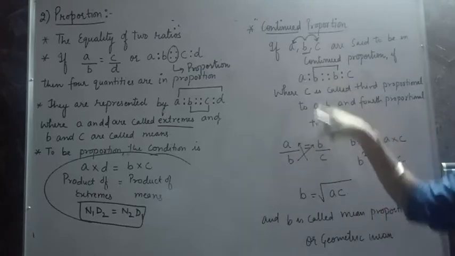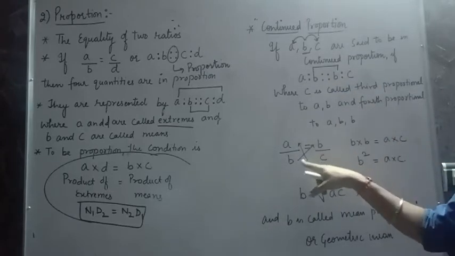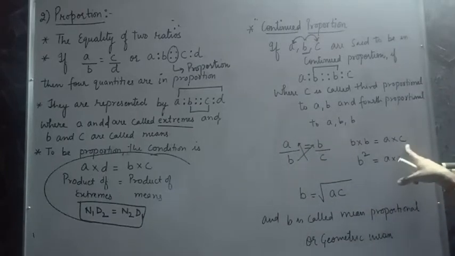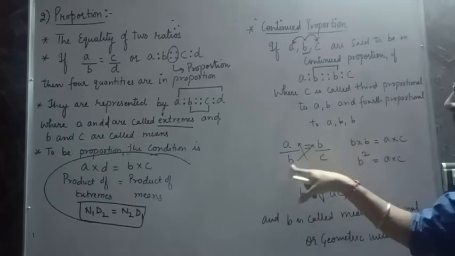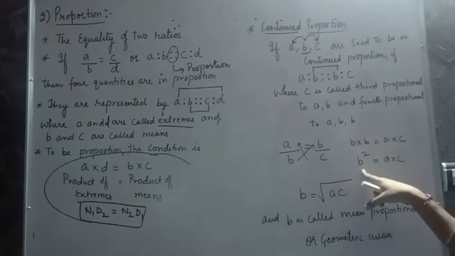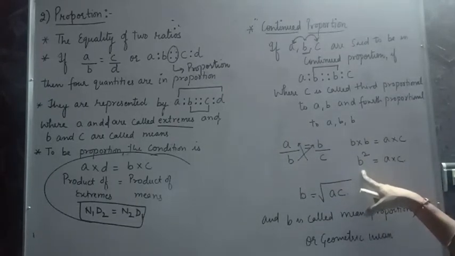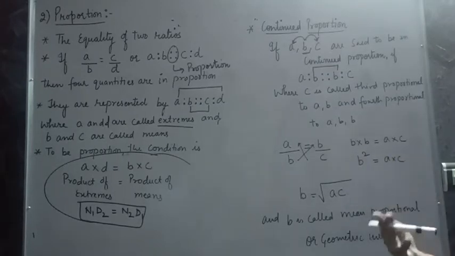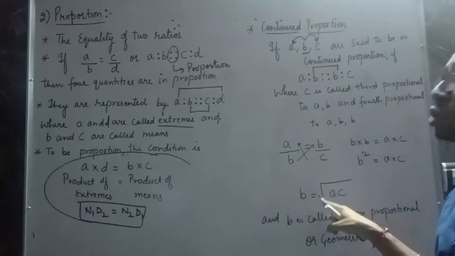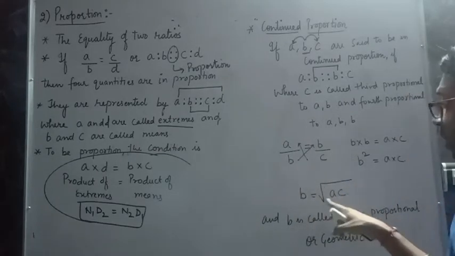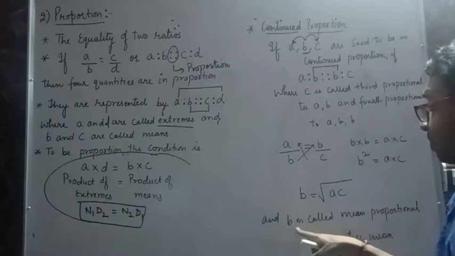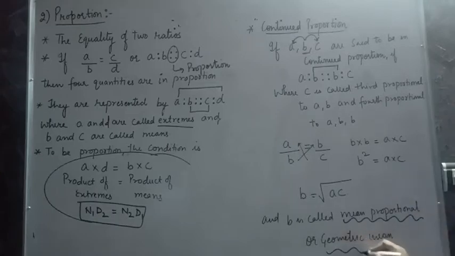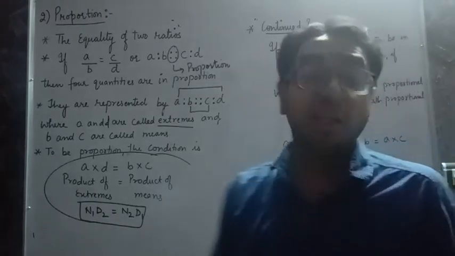So A upon B, B upon C, cross multiply. The numerator of the first multiplied with the denominator of the second, and the numerator of the second multiplied with the denominator of the first, B into B. B into B means B square. You'll understand why it is B square: if multiplied, the power will turn 2. So B square equals AC. I told you, if it is a square, on that side it becomes a square root. So don't you think the value of B is the square root of AC, where B is called the mean proportional, because it is the mean value or geometric mean. Mean proportional or the geometric mean.